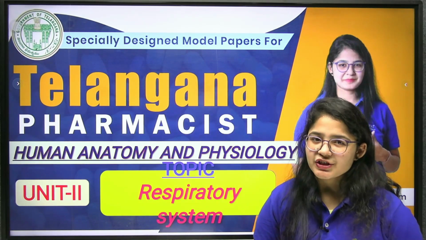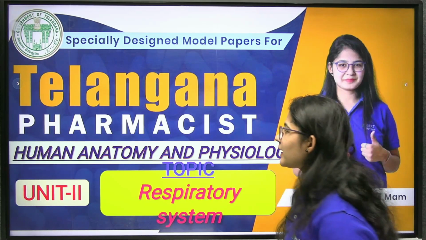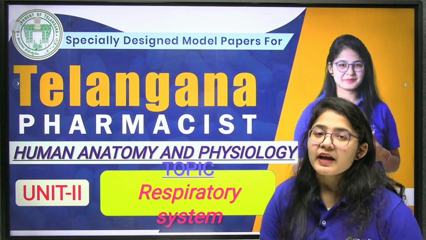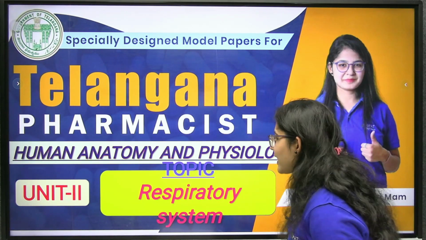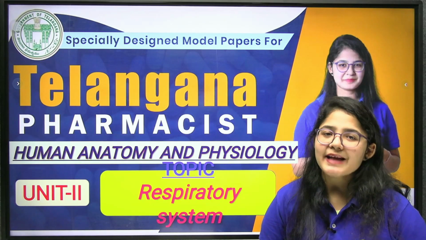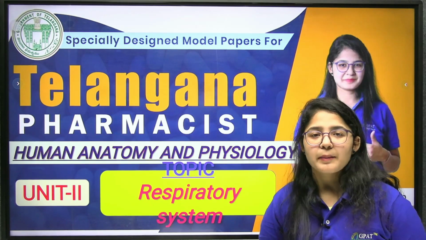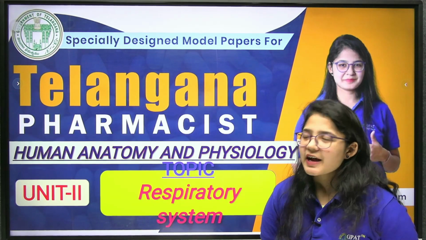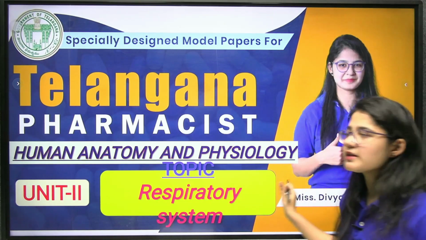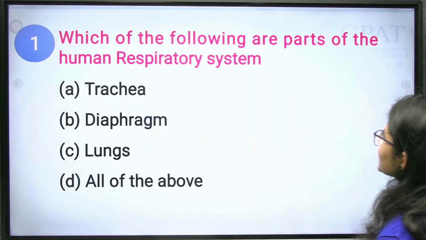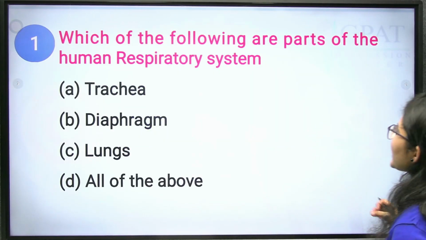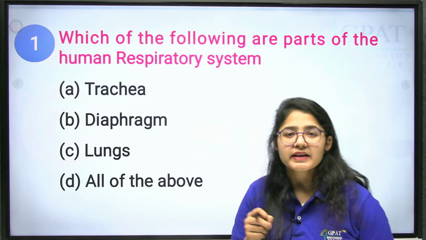Today in this session we are going to discuss the human anatomy and physiology subject, and the topic will be respiratory system, which is the second unit of your Telangana Pharmacist syllabus. Let's start today's session with our first question. The question is, which of the following are parts of the human respiratory system?